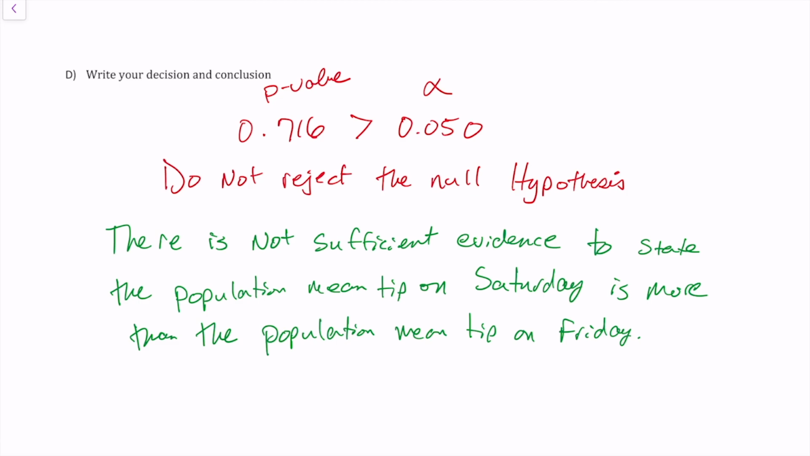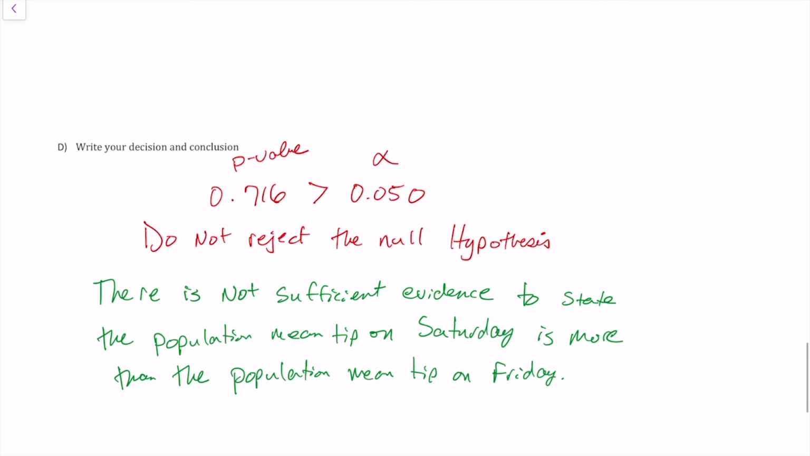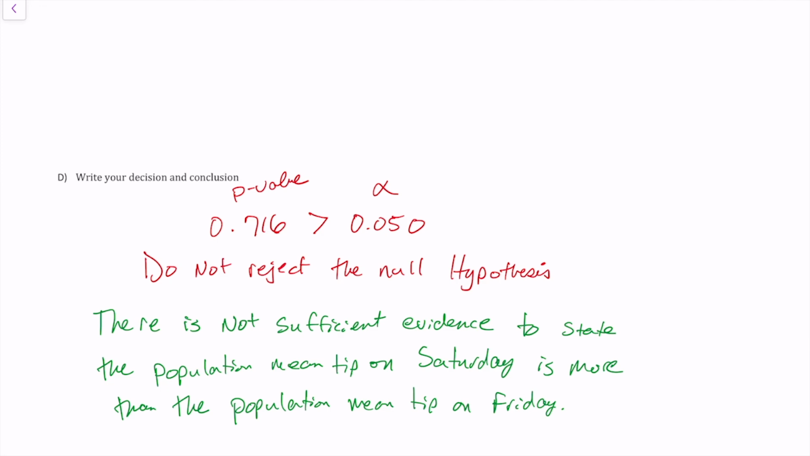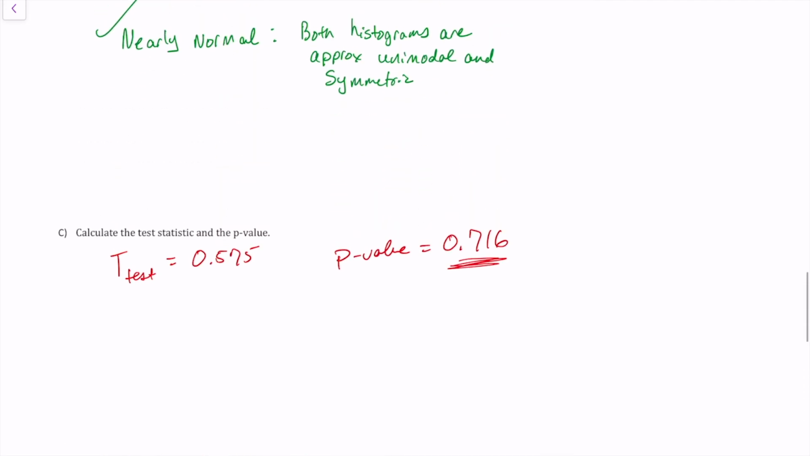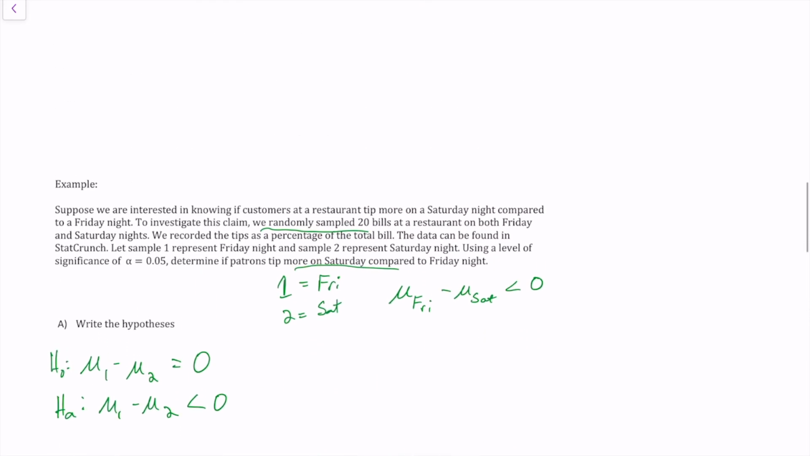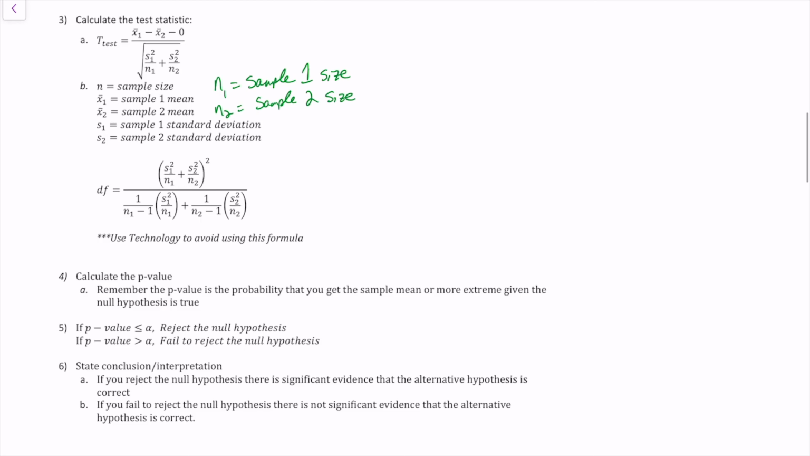All right, so the moral of the story here, folks, is make sure you correctly label your samples 1 and 2, and then use technology. Do not use these formulas, but I hope the formulas do provide some intuition on how we calculate these values.